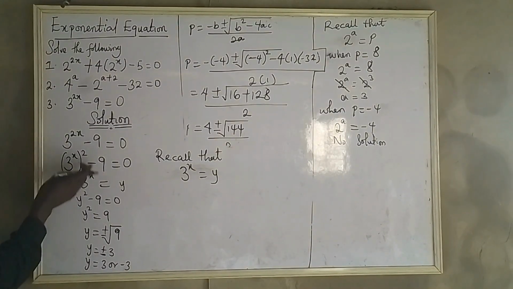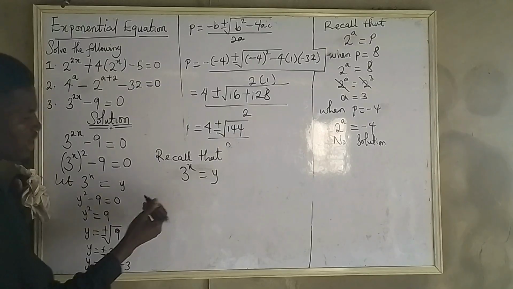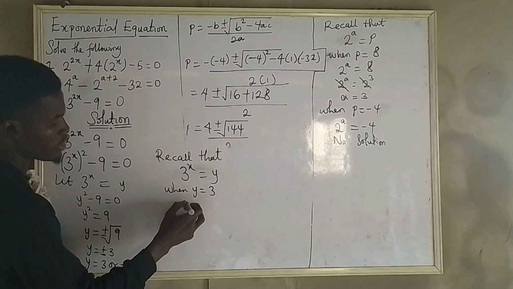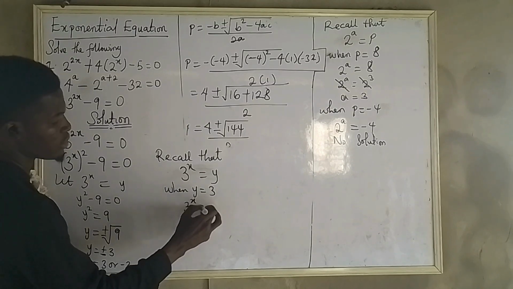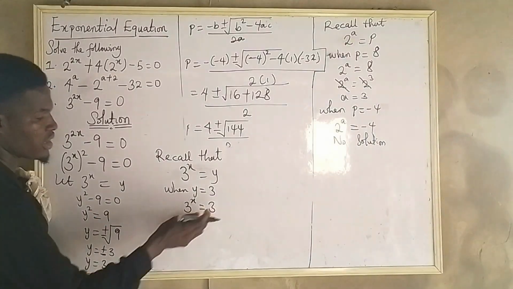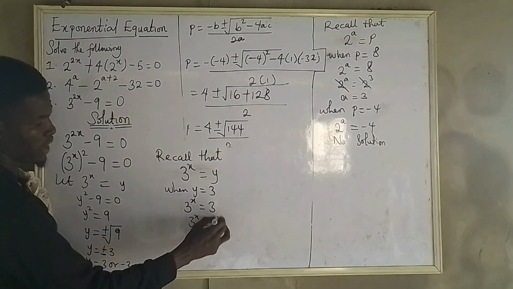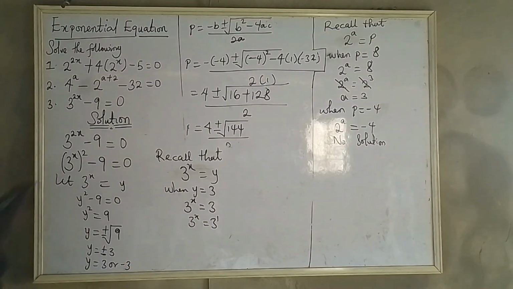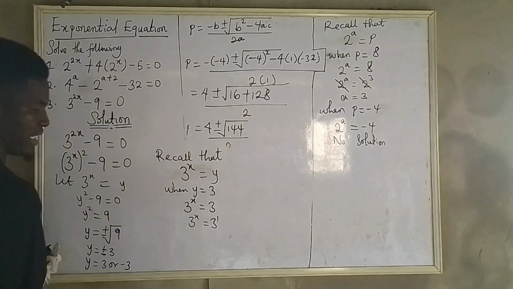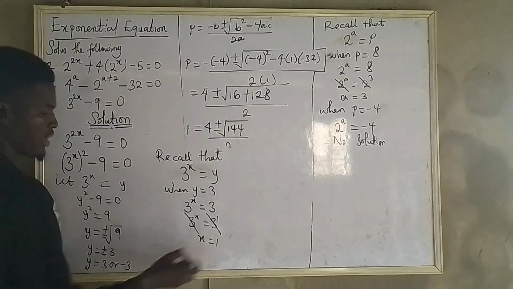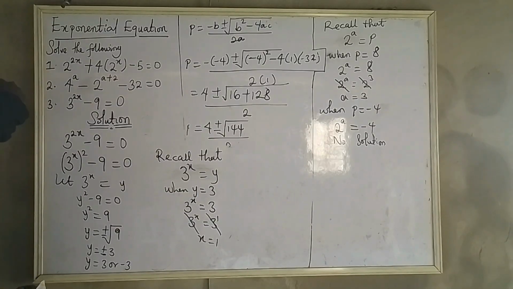Our y being y also means 3 raised power x equals to y. So that when y equal to 3, I'm going to have 3 raised power x equal to 3. Now, how can I express this? I can also say that 3 raised power x is equal to 3 raised power 1, because anything raised to power 1 is that thing. Are you seeing that now? Then 3 will cancel 3 and x is equal to 1. You can see that when I solve it using that method 2, I got 1. Are you following now?